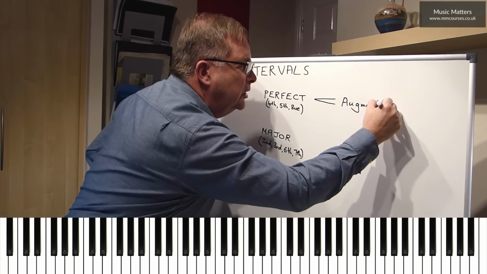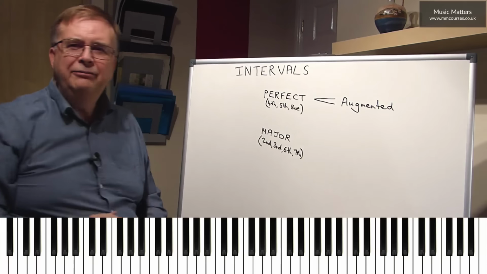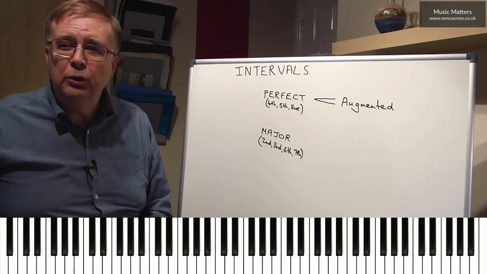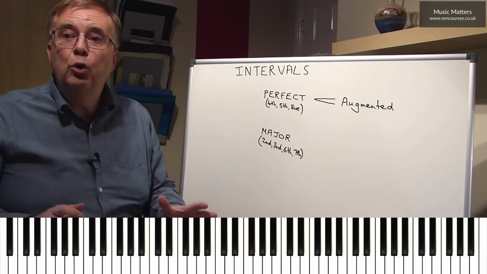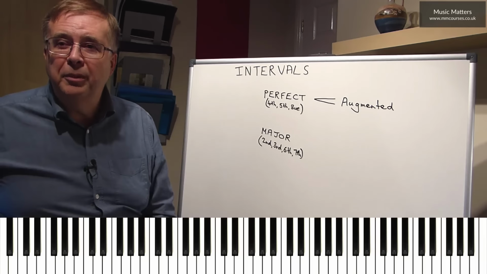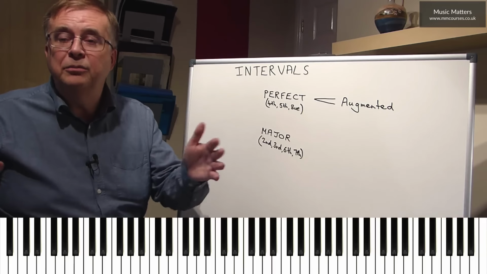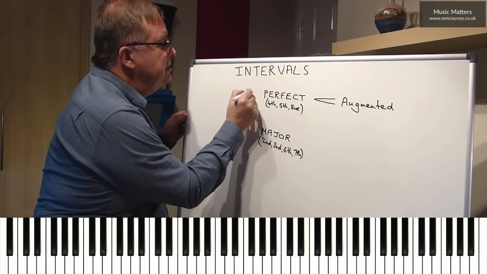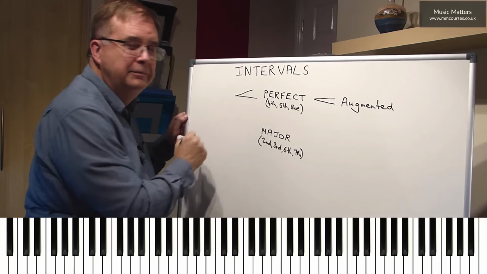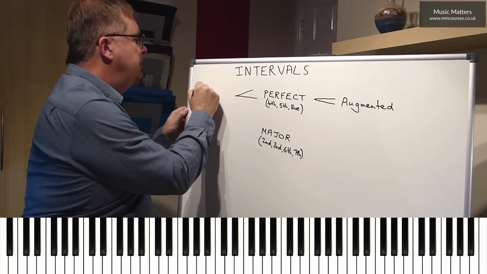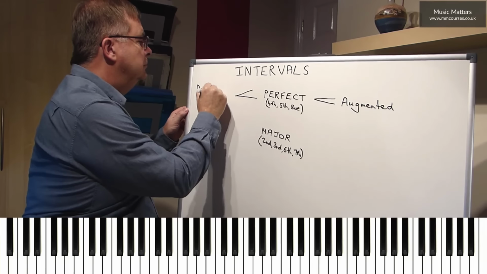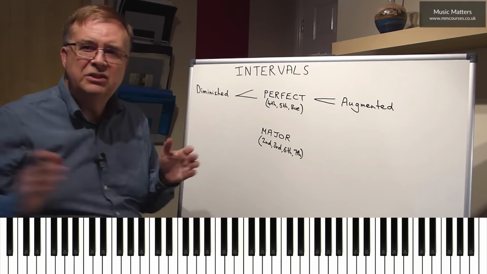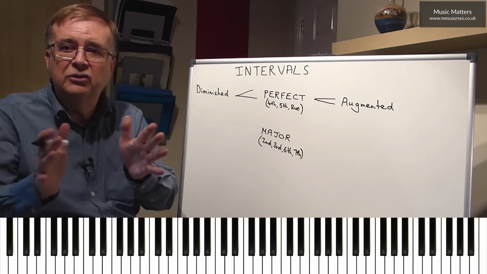Now, that word is quite handy, because if you augment something, you make it bigger. I was recently working with a choir, and we needed to augment the choir in order to perform a particular piece. We made the choir bigger, we invited more singers. So when you make something bigger, it's augmented. If you make a perfect interval a semitone smaller, it becomes diminished. And again, the clue's in the word. If something diminishes, then it means it's getting smaller.